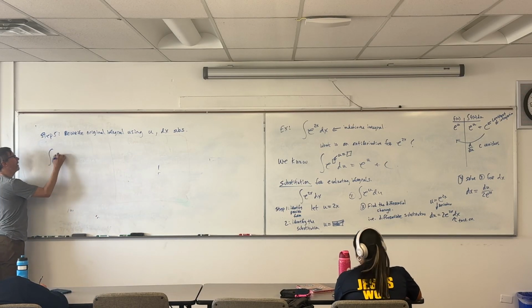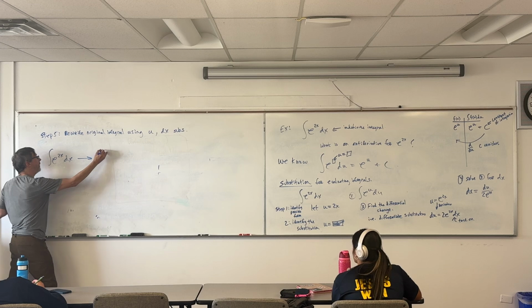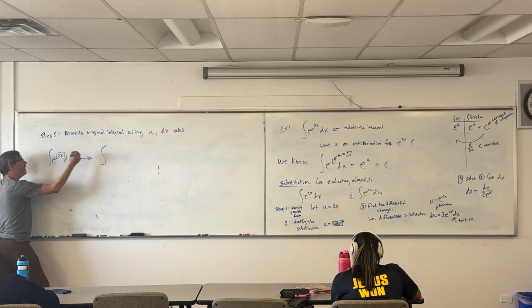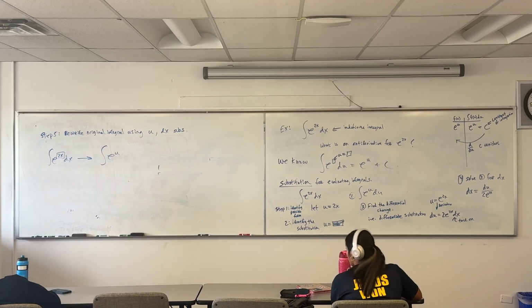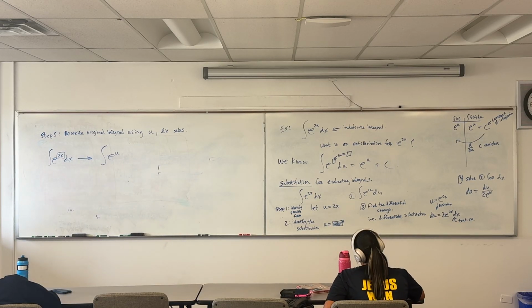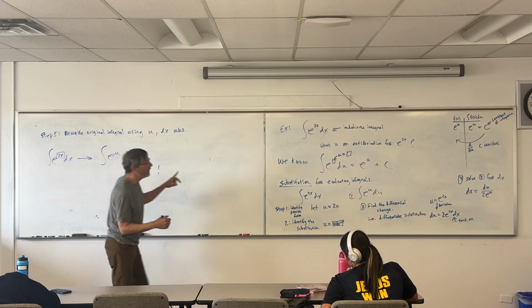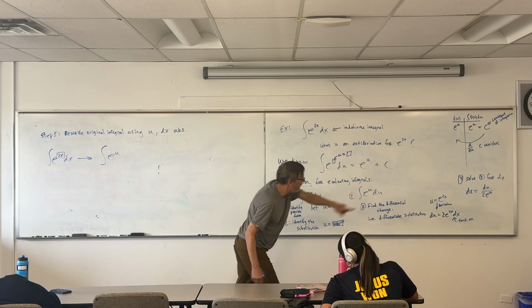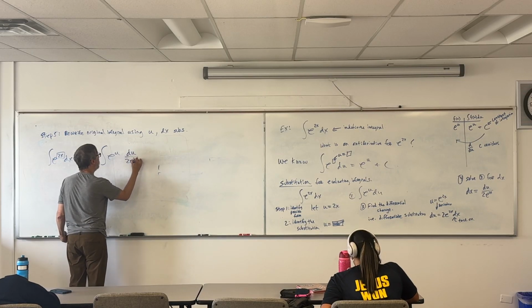So integral e to the 2x dx is what I started with. This is going to become integral. This is u because I said it was u. So I'm immediately going, oh, u is e to the 2x. Now I got that. Already looks better. Less variables, less stuff flying around. And the dx is going to be du over 2e to the 2x.